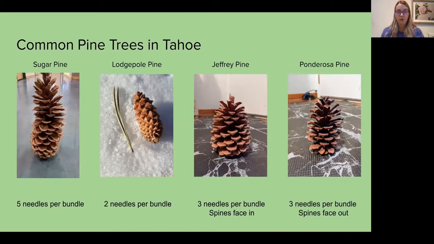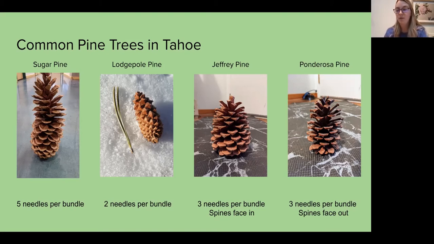So the sugar pine, we talked about how they have the largest pine cones. They also have 5 needles per bundle. And the way that we like to remember this is that the word sugar has 5 letters in it, and sugar pines have 5 needles per bundle. The lodgepole pines have the smallest pine cones out of our 4 pine trees, and they only have 2 needles per bundle. And you can remember this because when you open up the needles and you push them into a 90-degree angle, it makes an L for lodgepole.